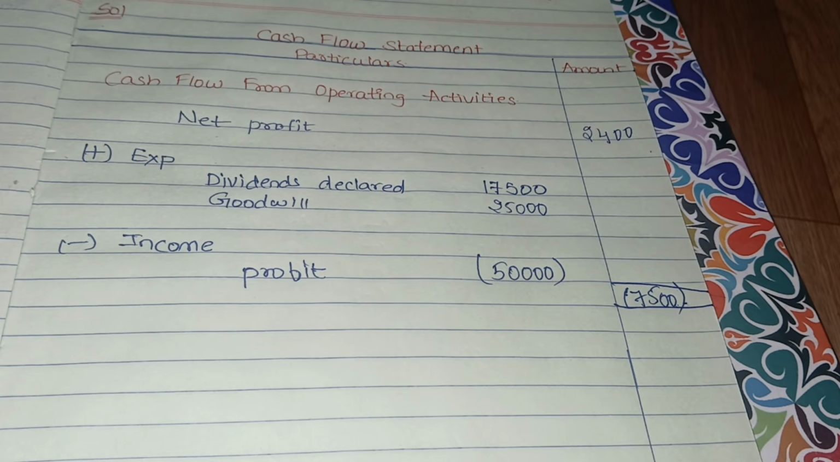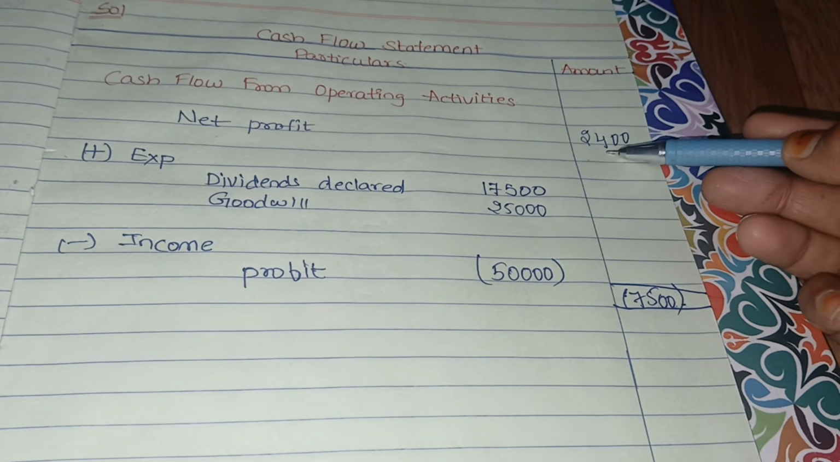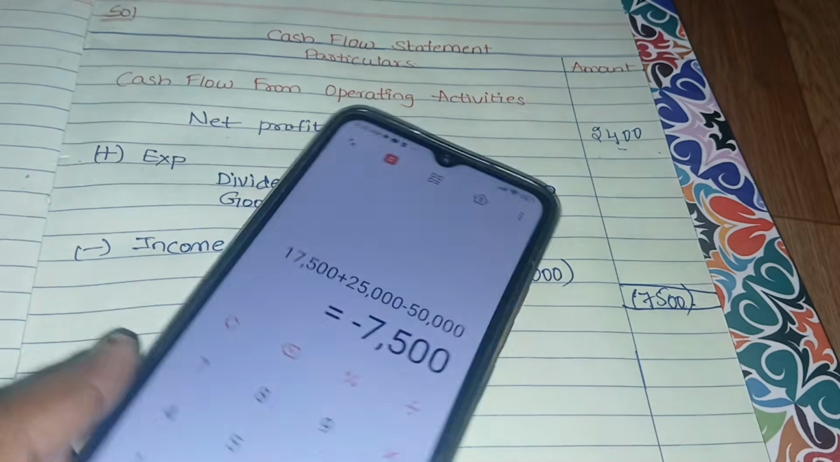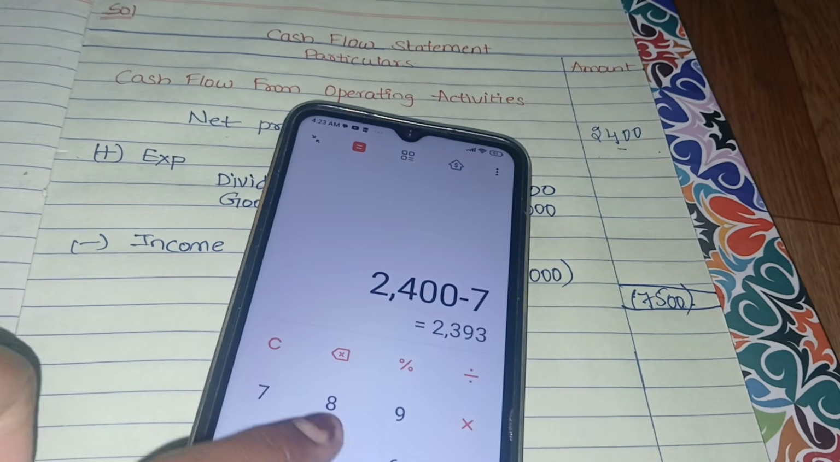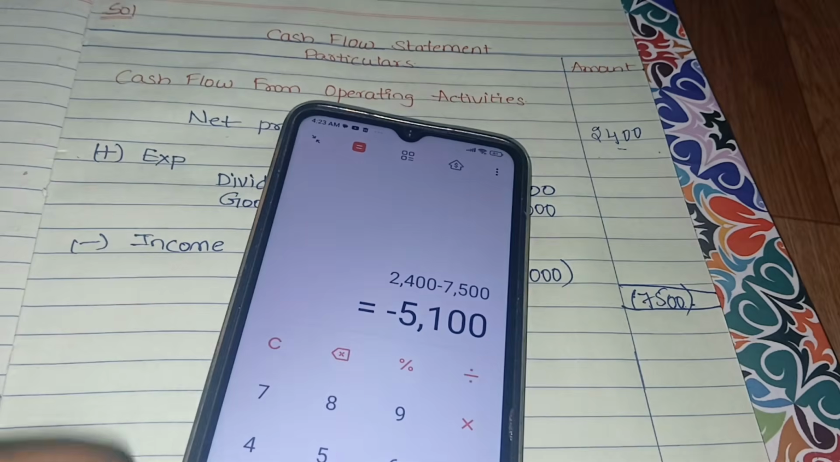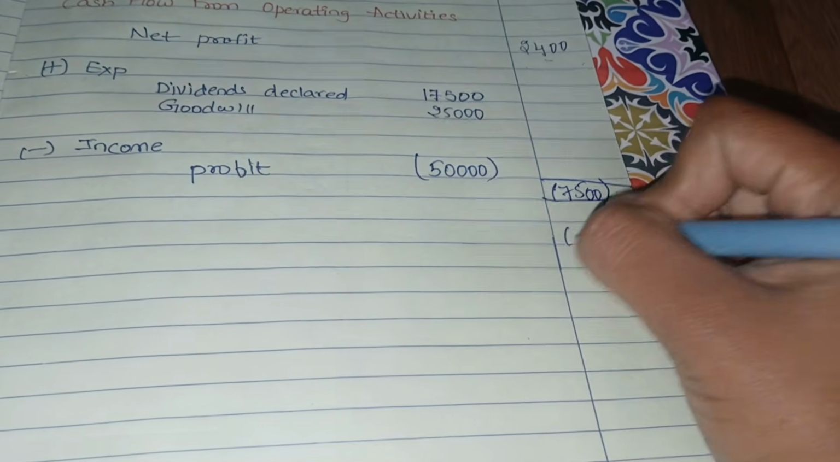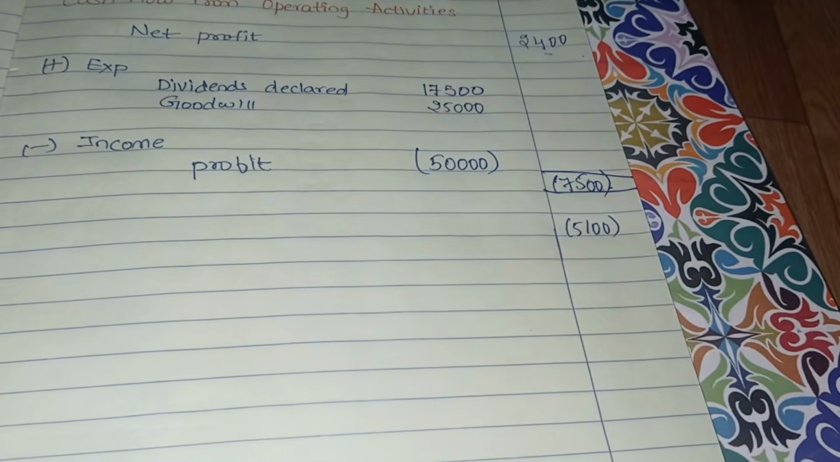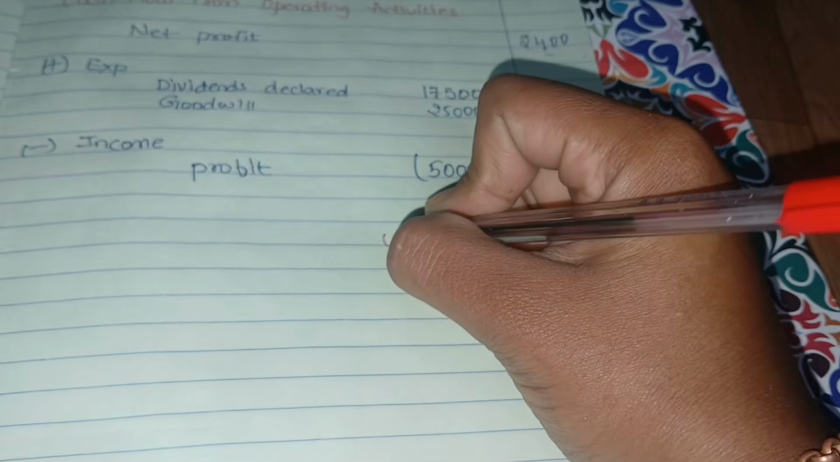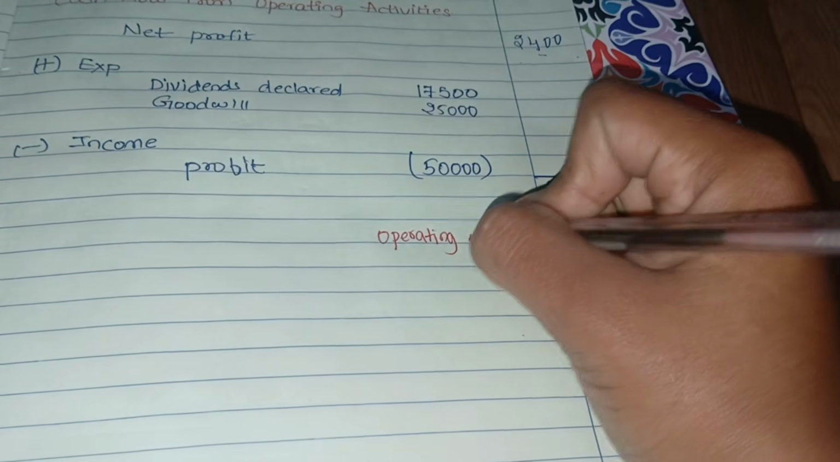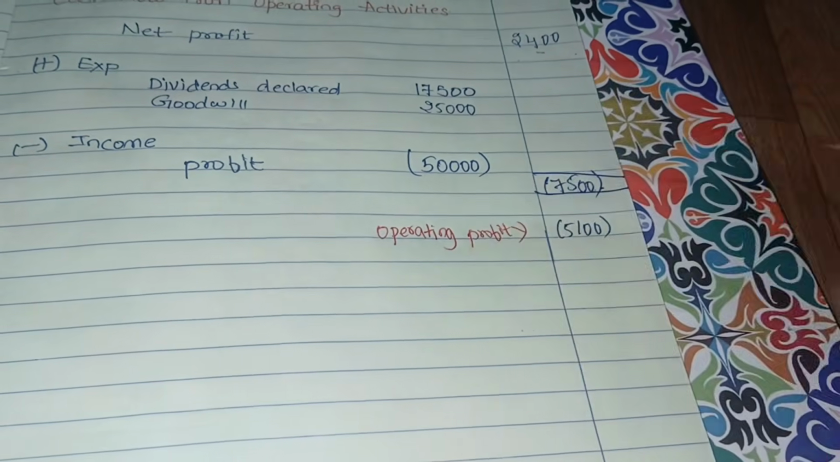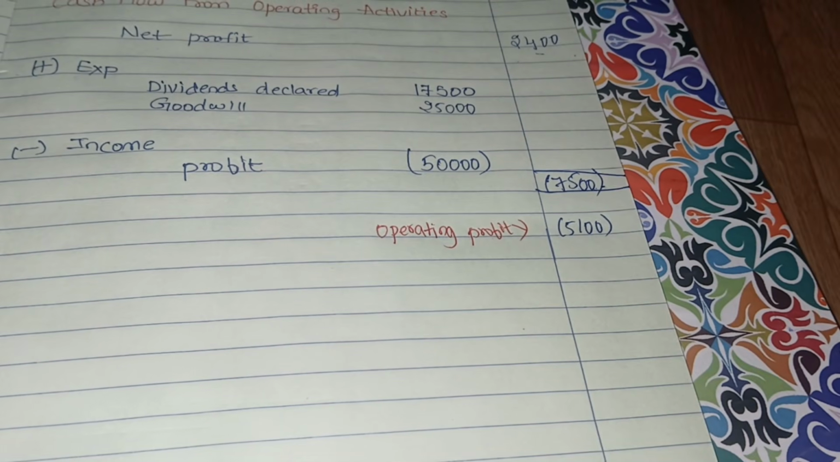Okay, or else you can directly deduct it from the above number. So net profit is 2,400. Okay, see here, 2,400 minus 7,500, if you do, what will be the answer? Minus 5,100. This minus 5,100, what is the amount called? Operating profit. According to the pro forma only I am making it.